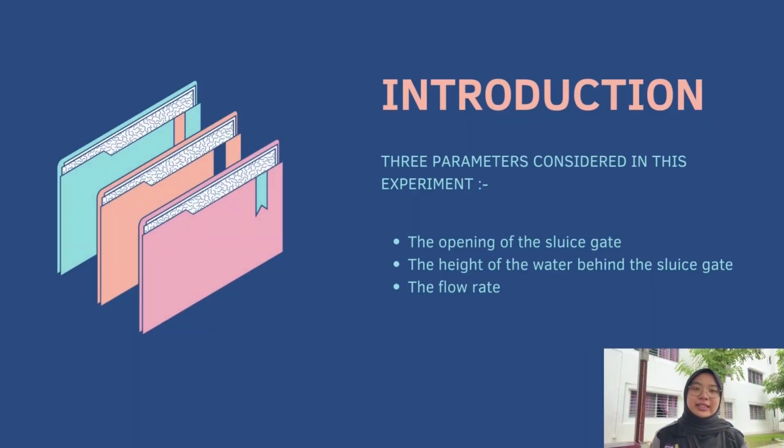Our group will demonstrate the experiment of hydraulic jump. Firstly, the three parameters that have been considered in this experiment are the opening of the sluice gate, the height of the water behind the sluice gate, and the flow rate.